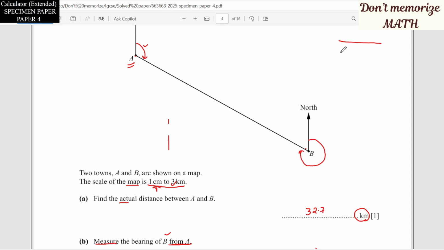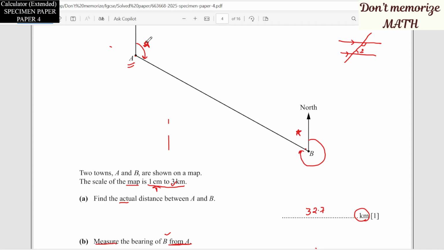I hope you know the parallel line angle property. If you have parallel lines like this, cut by a straight line, these two angles add up to 180 degree. They are called supplementary angles. So this angle and this angle add up to 180 degree, because they are supplementary angles.